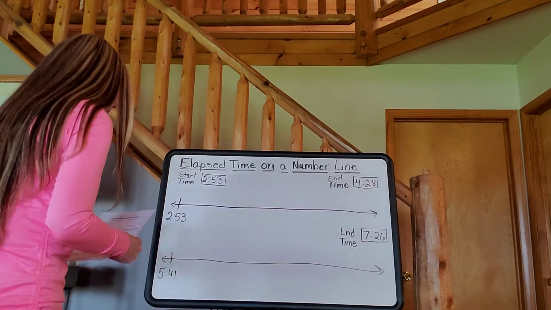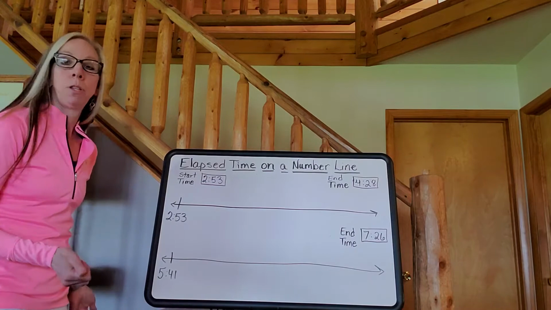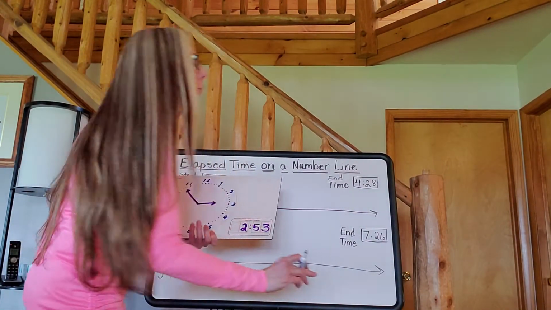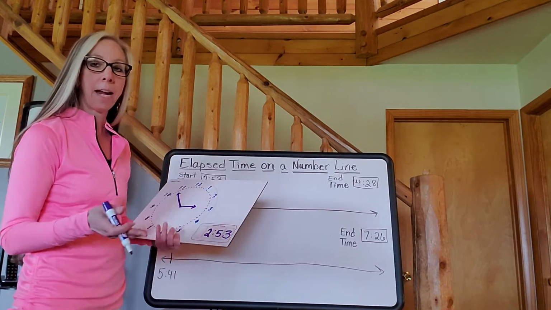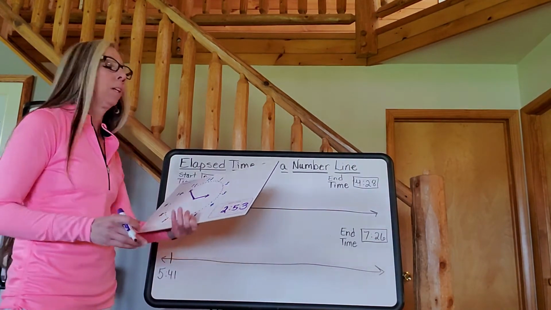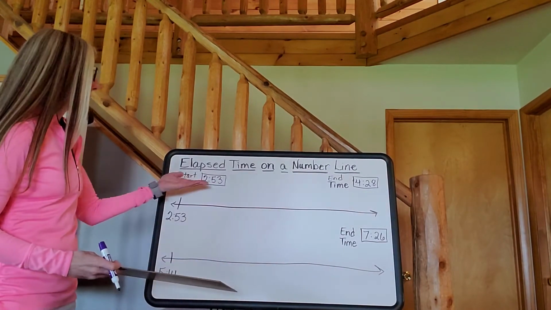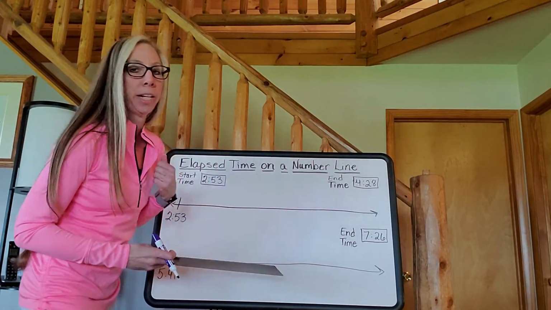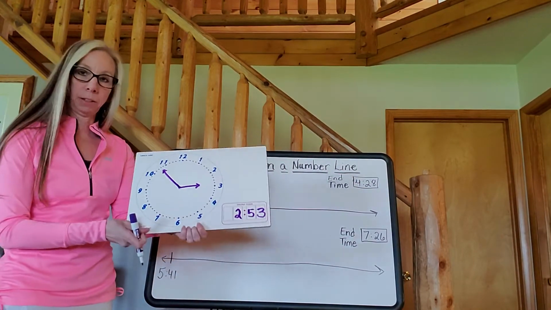So elapsed time on the number line still, and this time to the nearest minute. So this is a little more advanced. It is a little bit more difficult, but again, if you take this step by step, I know every single one of you can handle it. Not a problem. So the very first example says we're going to start at 2:53 and we're going to end at 4:28. So I set up my little clocks.